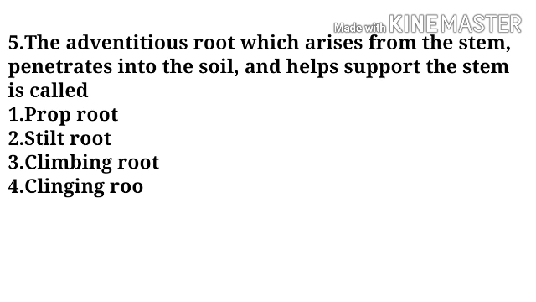Then question number 5: the adventitious root which arises from the stem, penetrates into the soil and helps support the stem, is called. Here, option number 1 is prop root, option number 2 stilt root, option number 3 climbing roots, and option number 4 clinging roots.